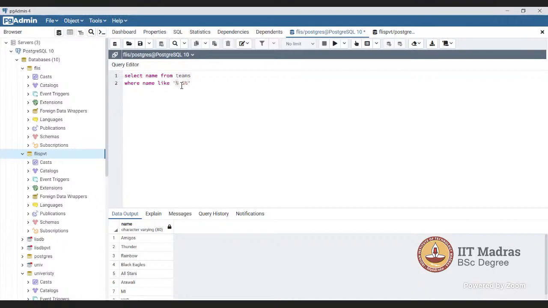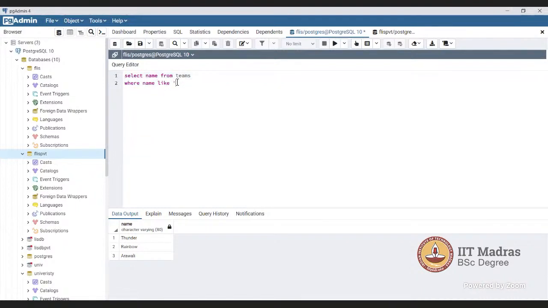Yes. So what if I need the name of a team whose name consists of 7 characters? So what should I write here? 7 underscores. 7 underscores, right? 4, 5, 6, 7. Yeah, right. So I hope you understood the concept of this LIKE operator.